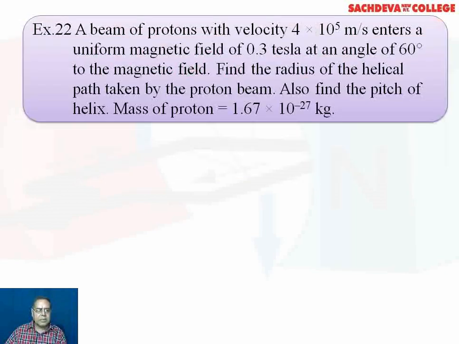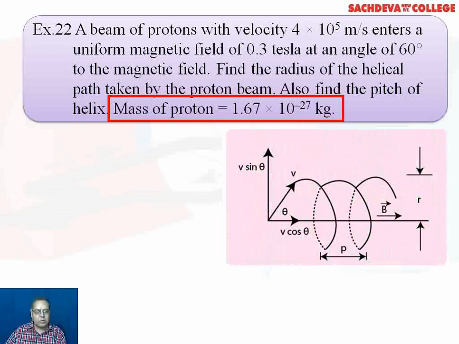Now, the next example is a beam of protons with velocity 4 into 10 to the power 5 meters per second entering a uniform magnetic field of 0.3 Tesla at an angle of 60 degrees to the magnetic field. Find the radius of the helical path taken by the proton beam. Also find the pitch of the helix. The mass of the proton is known, 1.67 into 10 to the power minus 27 kilograms.